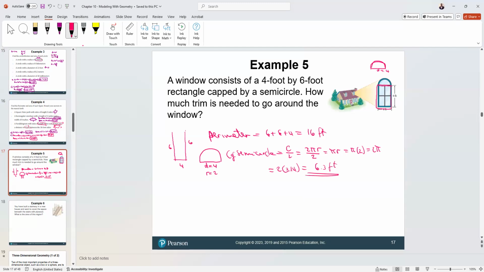Now we have the totals. You need to add both. Total would be 16 feet plus 6.3 feet, which is 22.3 feet. So what do you need? The total length of trim needed for the window is about 22.3 feet. So you can go to the store and order it. Which is fine. I think that's a pretty good example.